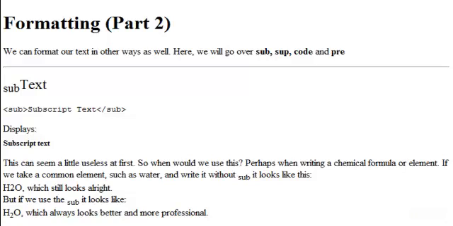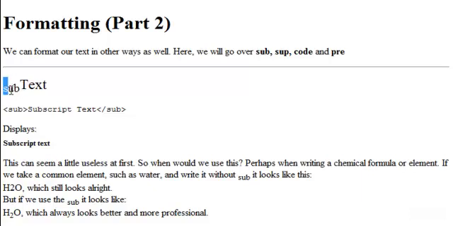Formatting, Part 2. In Part 1, we covered how to do bold, italic, and underline. In this, we're going to cover how to do subscript, superscript, code, and pre-formatted text. First, we're going to start off with subscript. Sub, or subscript, is the element that will make your text go below the regular text line.